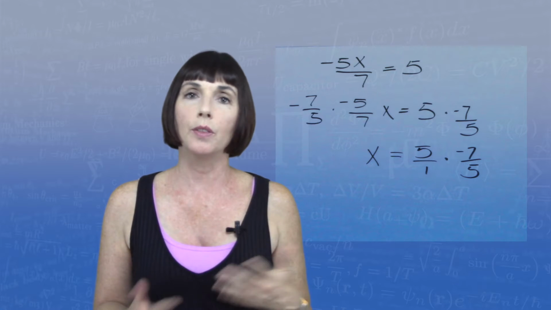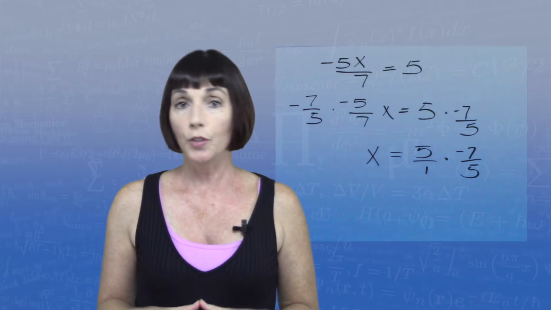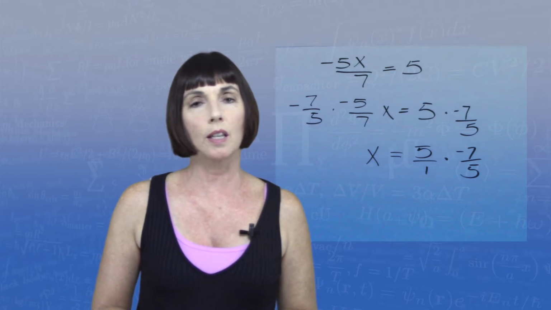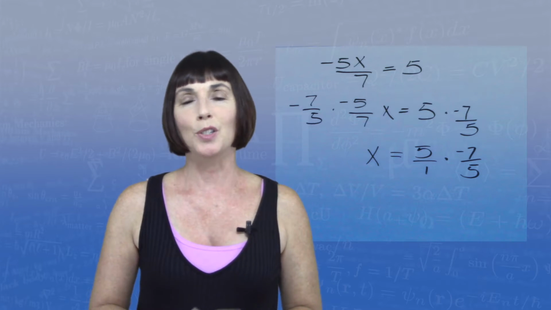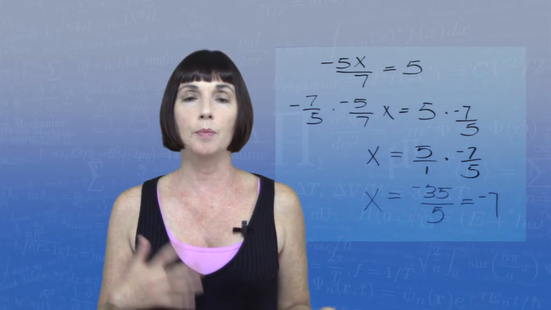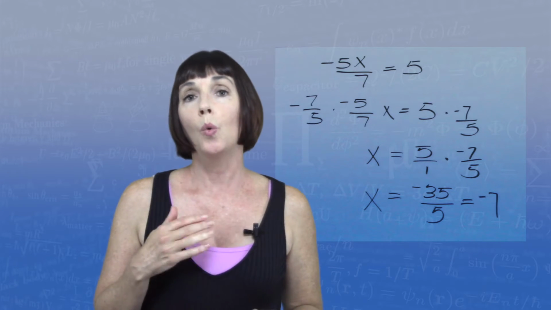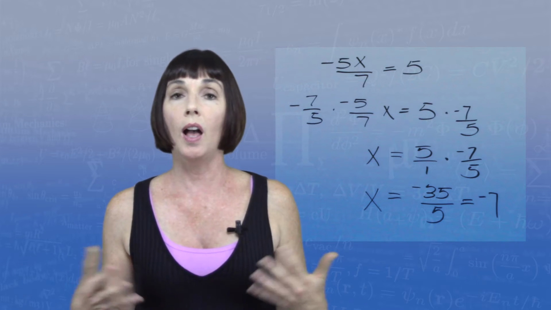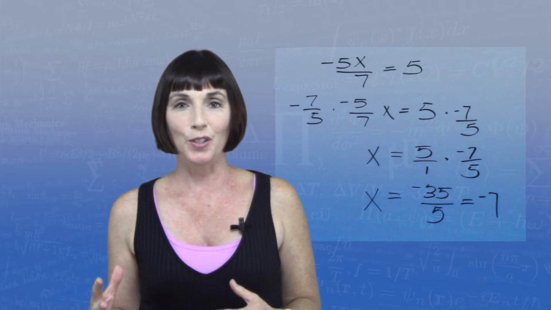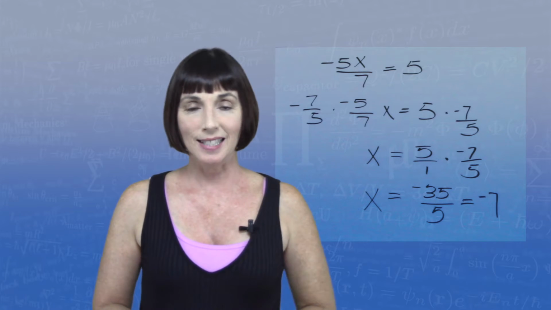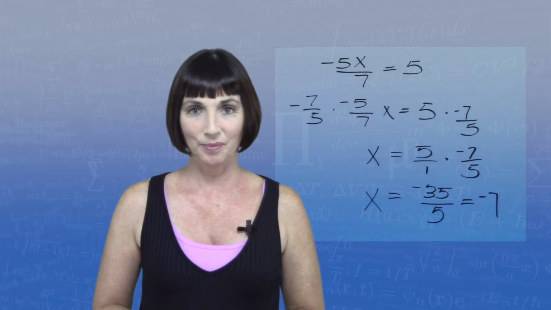So let's simplify the right-hand side of this equation. If you're comfortable cross-canceling, that's fine, but let's just multiply straight across the top and straight across the bottom. Straight across the top, we have 5 times negative 7, that's negative 35. Straight across the bottom, we have 1 times 5, which is just 5. So we have negative 35 divided by 5 is negative 7. So the answer is x equals negative 7.